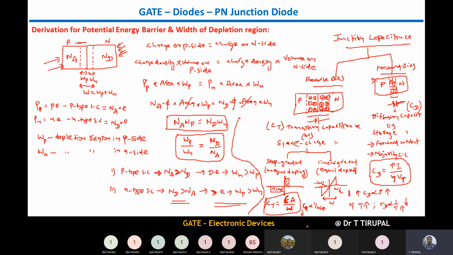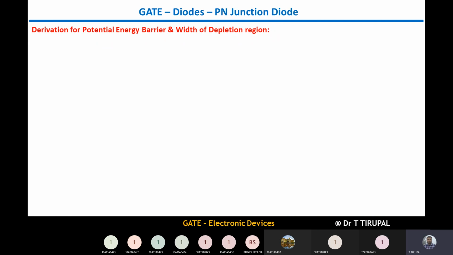Right? Completed. Next, we'll go for the continuation of the same topic. We'll go for the derivation of the potential energy barrier and the width of the depletion region. Let us calculate what the potential energy barrier and depletion region width are. Just now I told you.